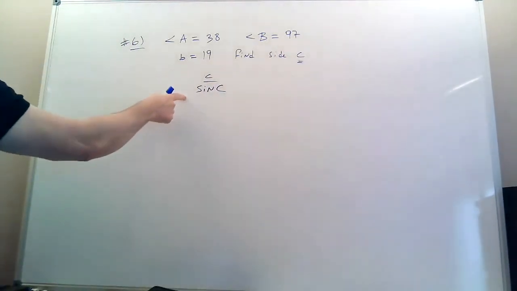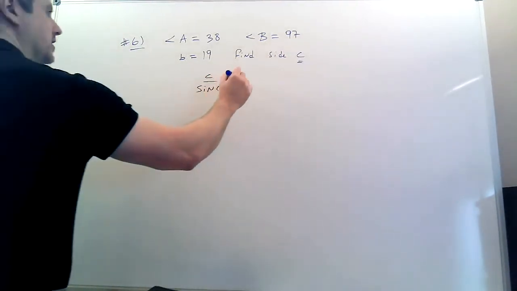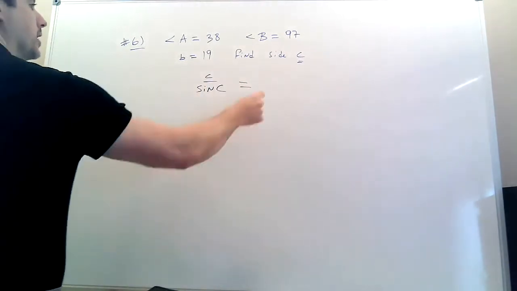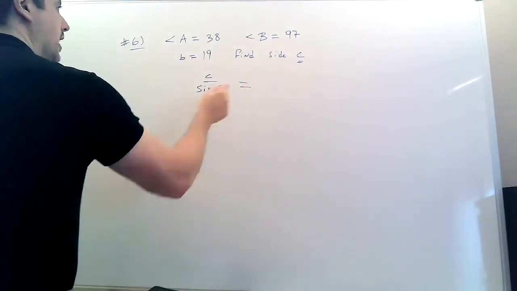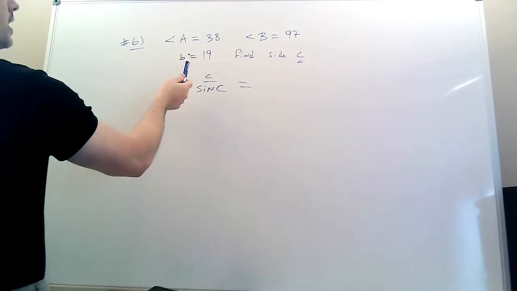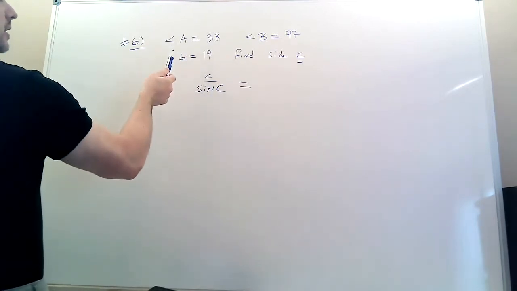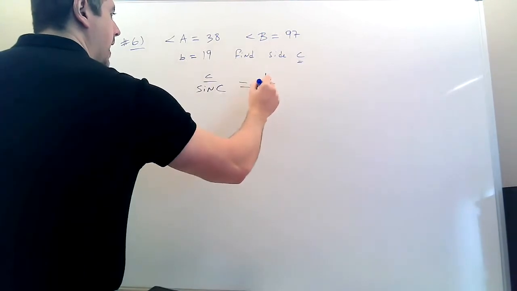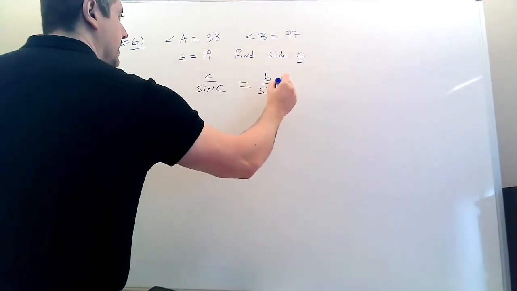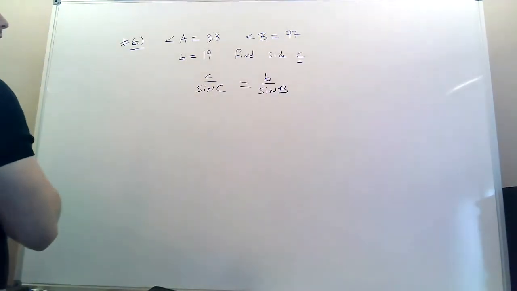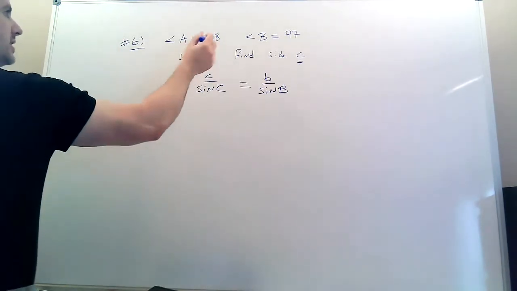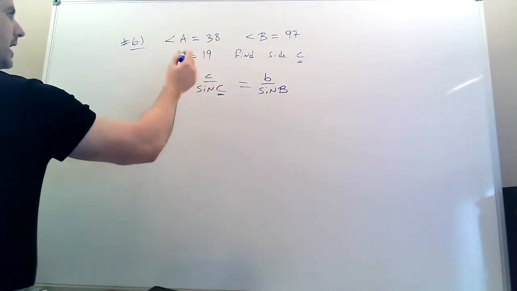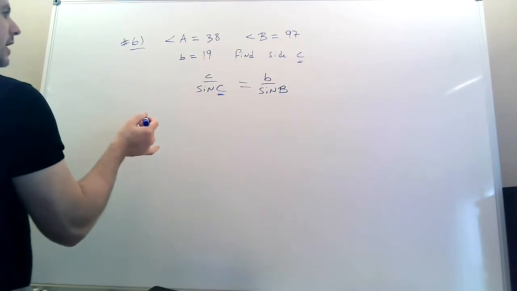So how do you not pick this one? I mean, you got to pick C over sine C. Now I need one more. I'm either going to put A over sine A or B over sine B. So now I'm going to look at what I was given. I wasn't given side A, and there's no way for me to compute it. But I was given side B, and I was also given angle B. Yay, now I can plug in. Well, not quite. I don't see angle C. I need angle C, and I wasn't given that angle.